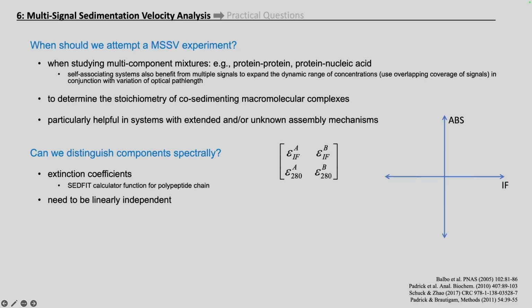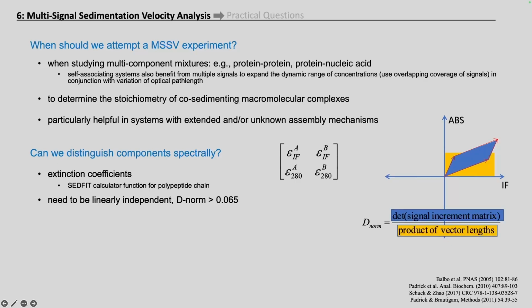And you will find a Z-fit calculator function which can conveniently provide these molar signal increments given the amino acid sequence. These extinction profiles need to be linearly independent, and this can be visualized geometrically in a plane where the signal contributions for each protein is represented as a vector. The spectral signature of the two proteins being independent means that the area of this parallelogram must be different from 0.